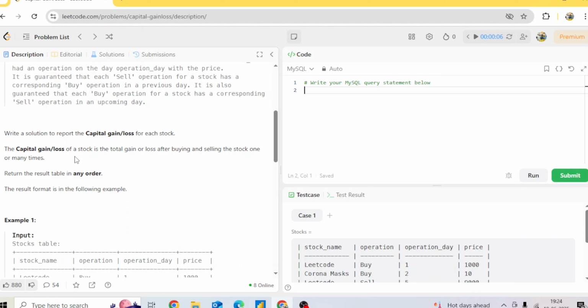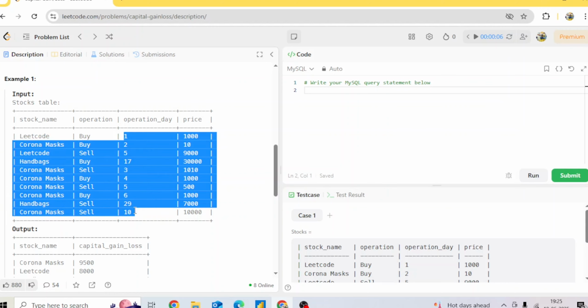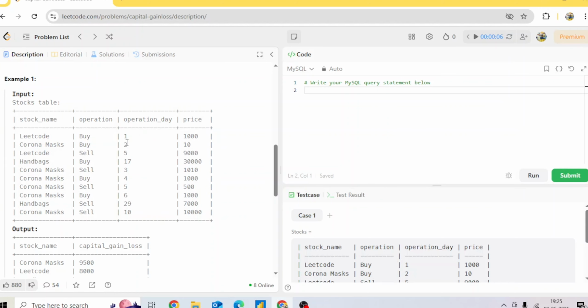The capital gain/loss of a stock is the total gain or loss after buying and selling the stock one or many times. Return the result in any order. So in this particular table, we have this buy operation for a particular stock and we have this sell operation for this particular stock. So simply what we need to do is find out the capital gain and loss. So what will be capital gain and loss? We need to just add all the sells and subtract the buys for a particular stock name. And this operation day is not required, it is not actually useful in this particular problem. So we will ignore this one.